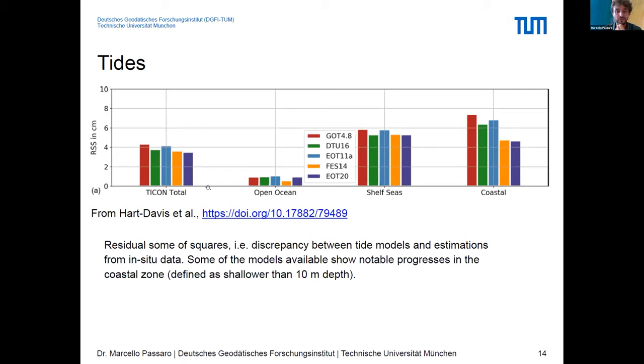And you can see that the residual sum square, so the discrepancy between the tide models and the estimation from in situ data, is very small in the open ocean, but it grows in the shelf seas. And it used to grow even more when getting close to the coastal zone, which in this case is defined as shallower than 10 meters depth. But you can see that, for example, these two models here stand out because they managed to considerably improve this discrepancy. And what are the ways in which we are able to reduce this discrepancy?